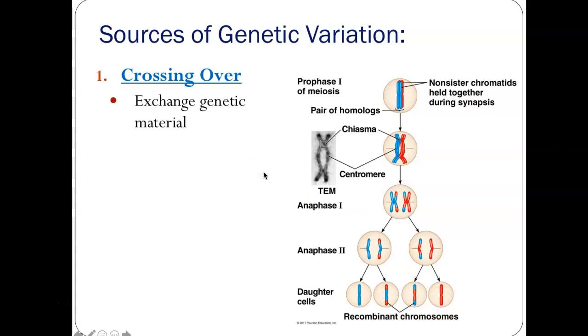So crossing over causes a lot of genetic variation because of the exchange of genetic material between homologous chromosomes, and then they're called recombinant chromosomes. They're recombined. So these would be considered recombinant chromosomes right here.